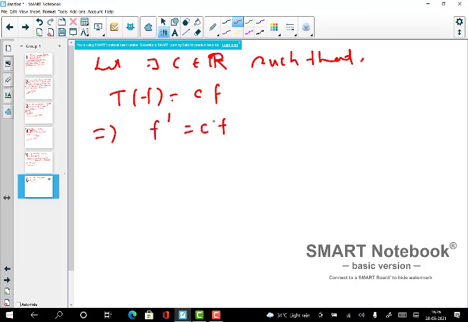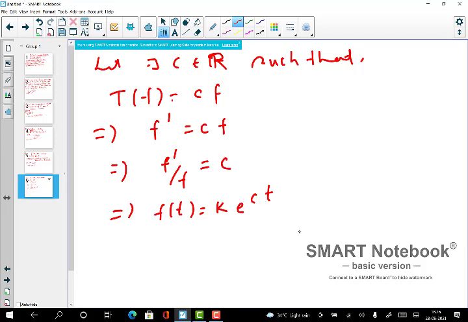So f dash equals c f. What does that mean? This is an ordinary differential equation, a linear equation of order 1. If you solve it, the logarithm of f will be c times t plus a constant. That means f of t is of the form some constant times e power ct, right? This is the solution of this equation.